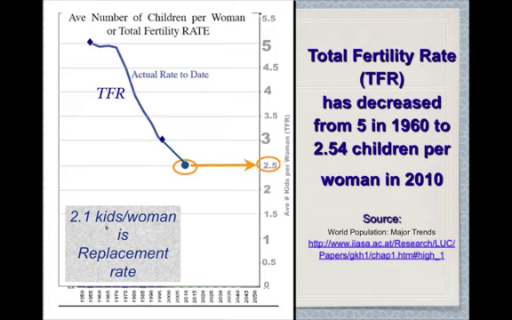Now, 2.1 children per woman is the replacement rate. Each woman should have 2 children, one to replace herself and one for her husband. And then because many women die before they have kids, if each woman has 2.1 children, that will basically keep a population in equilibrium where it's neither growing nor shrinking.